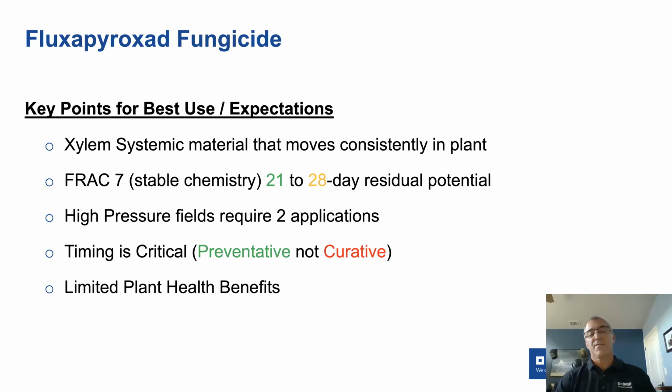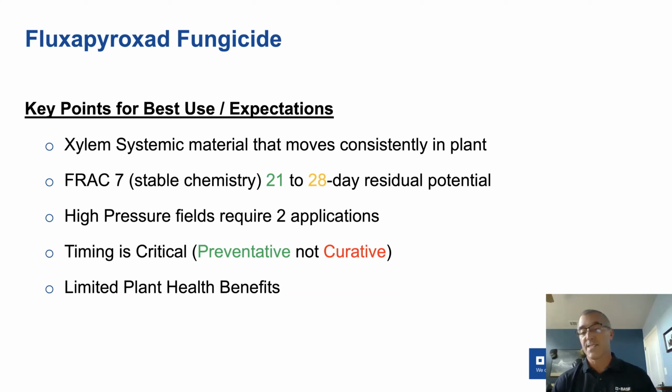That second ingredient, fluxapyroxad, it is xylem systemic. And the key to this product is it moves very consistently throughout the plant's leaf. Now it's only in the xylem, so wherever that spray droplet is, it only moves up and out through the leaf. It does not go down into the roots, does not come back through the phloem and then move up and out through the plant. So only in the xylem, only out with the water stream in the plant.